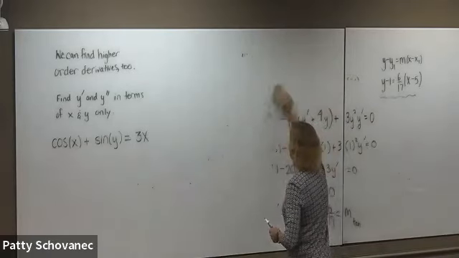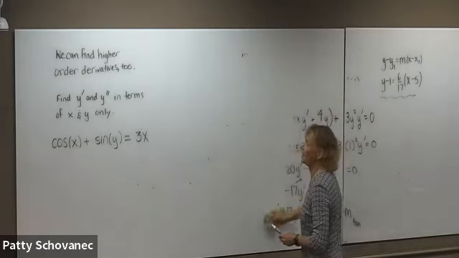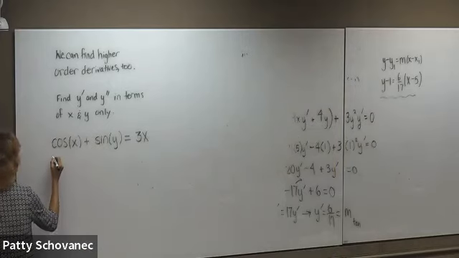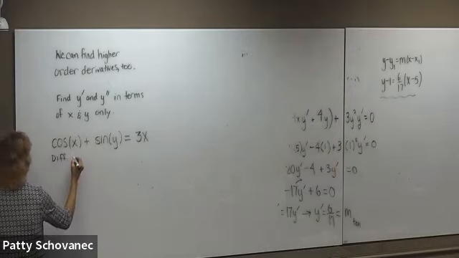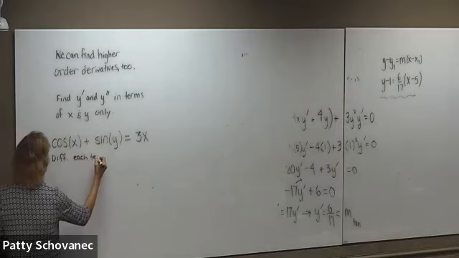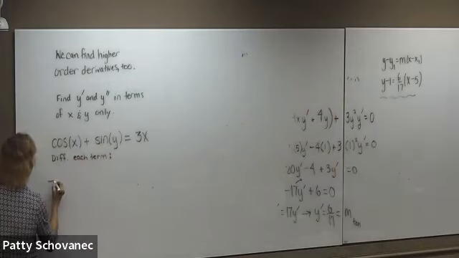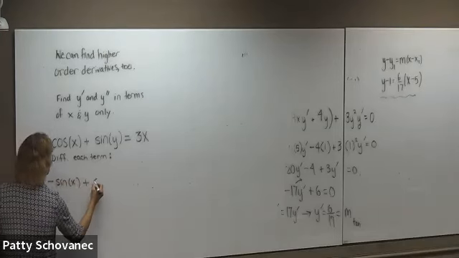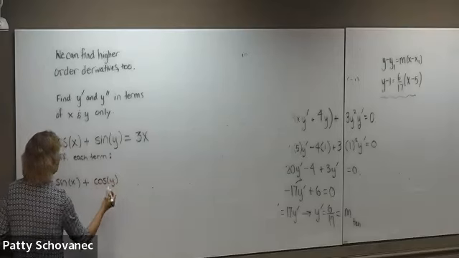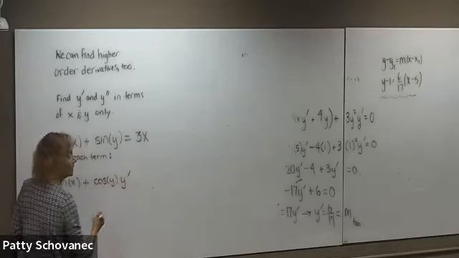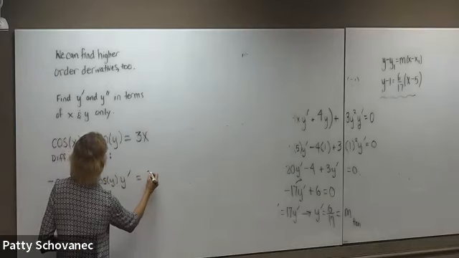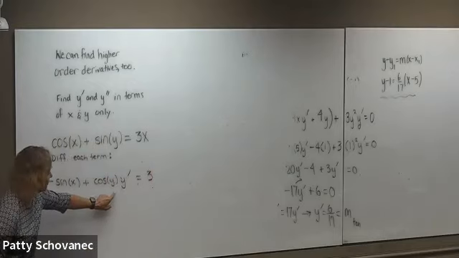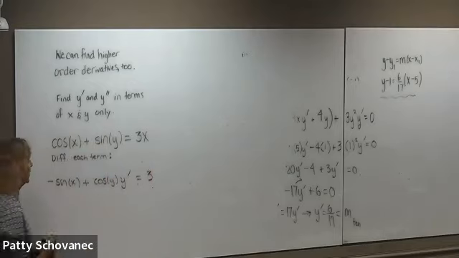So I'm going to take the derivative of the cosine of x, and I get minus the sine of x. So differentiate each term. Minus the sine of x. Now I'm taking the derivative of the sine of y, and I get plus the cosine of y, but now I have to multiply that by y prime. And over here I get 3. We're going to solve for this term. So I'm going to add sine of x to both sides.